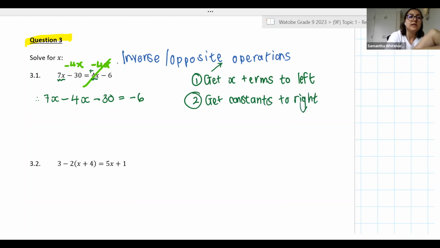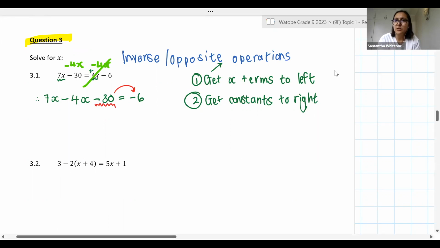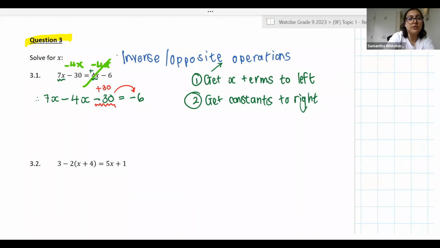So what that means is I need to deal with this negative 30, and I want to bring it to the right-hand side. So again, who can tell me how I'm going to get negative 30 to the right? Amathle, what am I going to do? You can put negative 30 with the 6. So it becomes negative 6 plus 30. Excellent. Well done. So guys, in order to move this negative 30, I'm going to do the inverse, or the opposite. I'm going to plus 30, and that's going to move it to the right-hand side for me.